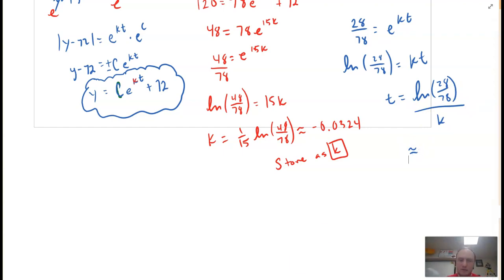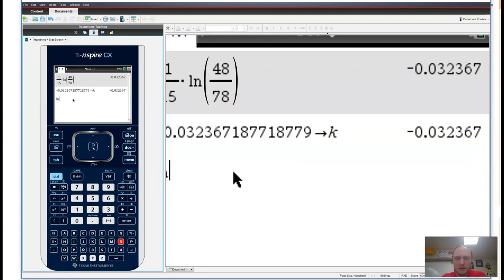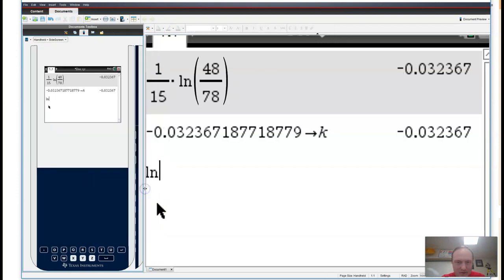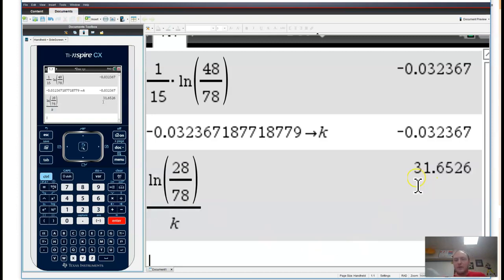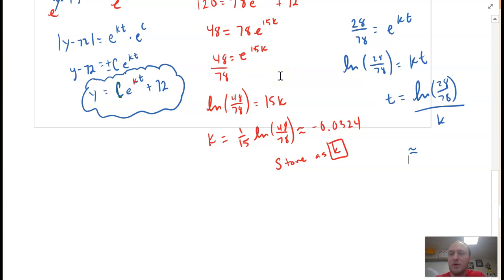All right, so let's go back to our calculator, and I'll punch in the natural log. I apologize that this isn't letting you see that. If I do this, natural log of 28 divided by 78, close that, and then I'll divide that by k. Okay, and we get 31.6526. So round it to the nearest minute, that would be approximately 32 minutes. So approximately 32 minutes. All right, and that's the answer.